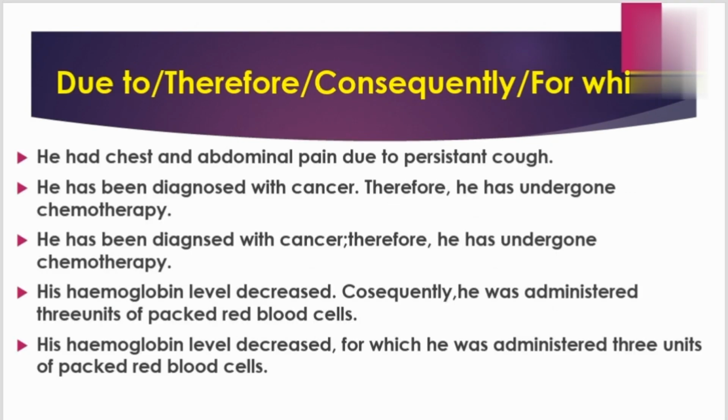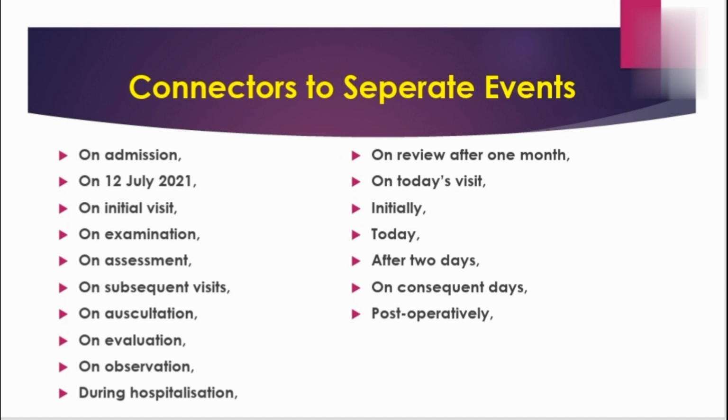Next, we will see the connectors that are used for showing cause and effect. The examples are due to, therefore, consequently, for which, subsequently, owing to etc. You can see some examples here. The other connectors are in spite of, despite etc. Certain connectors help to separate the events in our OET letter.